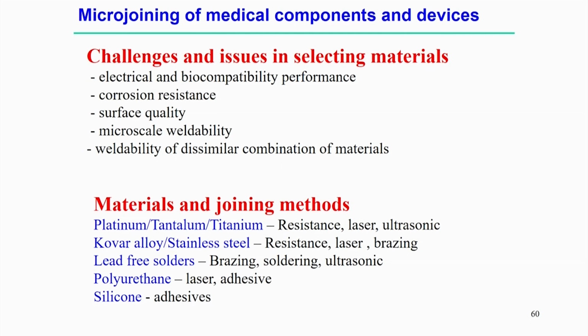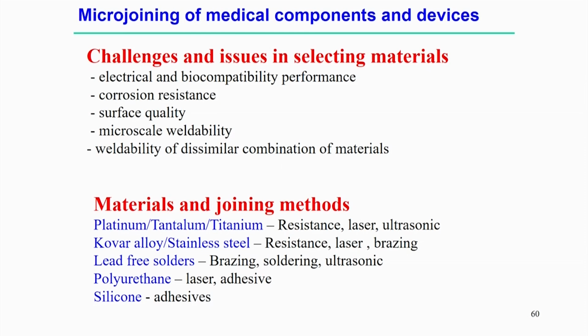Even after all these challenges, several materials and joining methodologies have been used, or are evolving, for specific types of material such as platinum, tantalum or titanium. For these materials, resistance, laser and ultrasonic welding technologies are normally used, of course in micro-scale applications. For copper alloy and stainless steel, normally resistance, laser, and sometimes brazing technology.